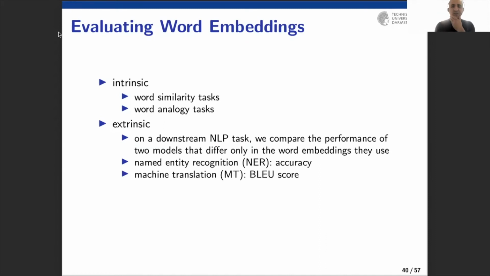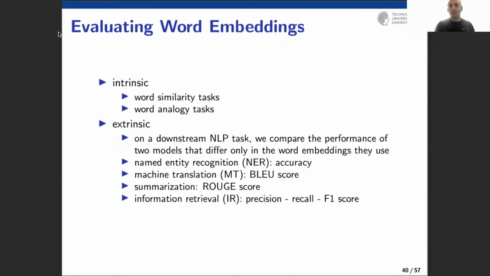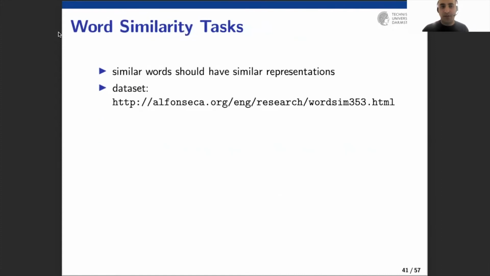We can also use it for machine translation and measure the quality with the BLEU score. We can also use it for the summarization task and evaluate the performance using the ROUGE score. We can also use information retrieval and use precision, recall and F1 score. But in this lecture, we are going to focus on intrinsic evaluation.